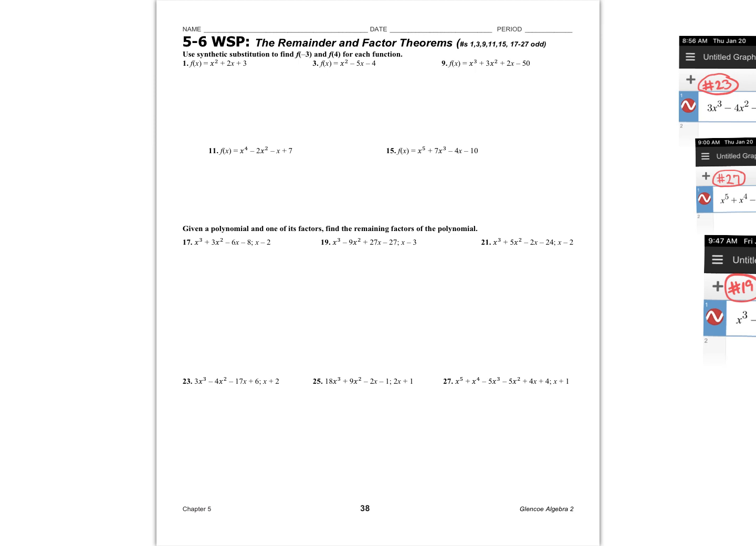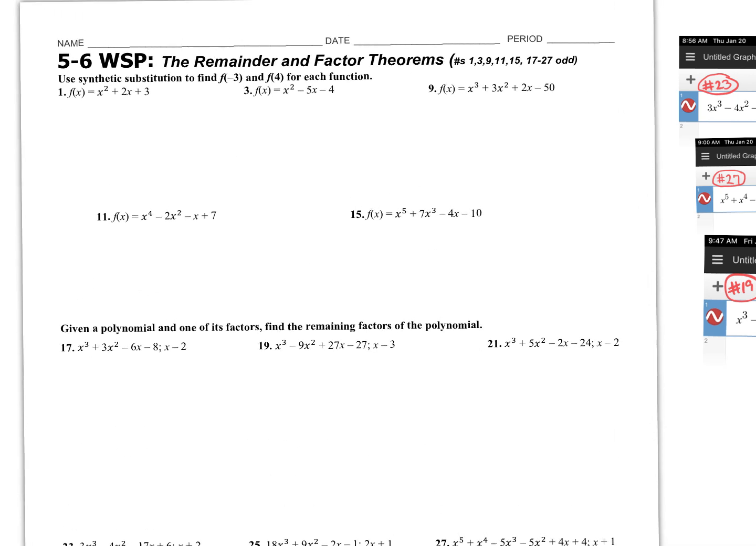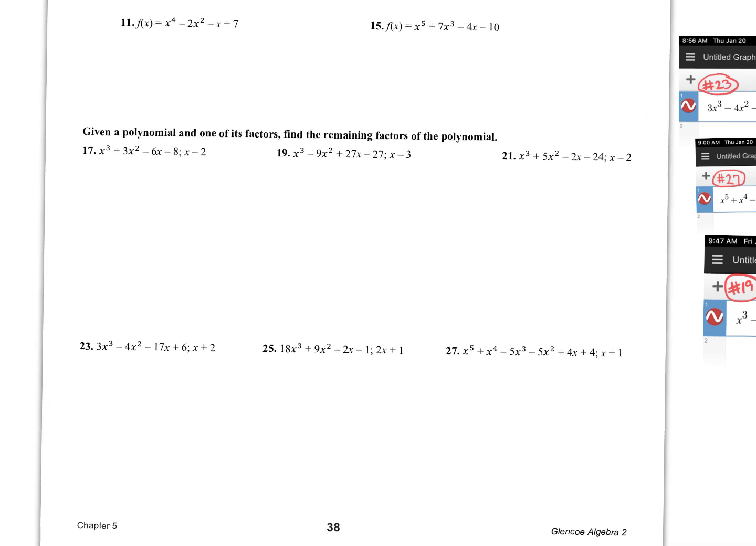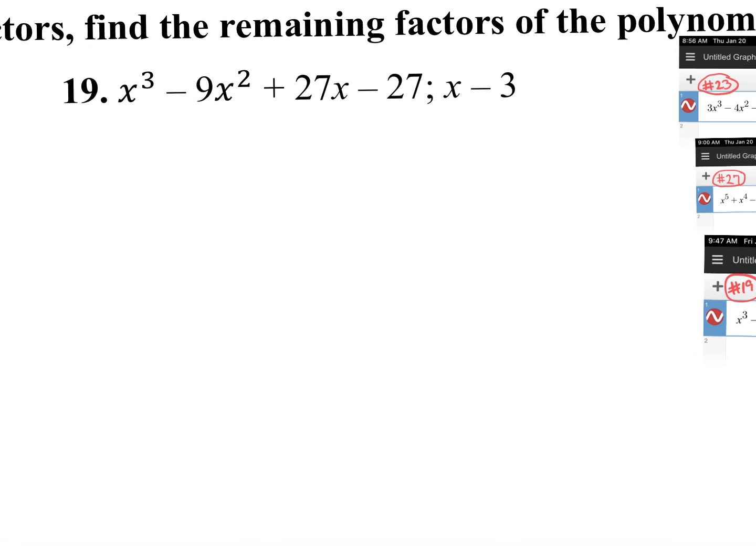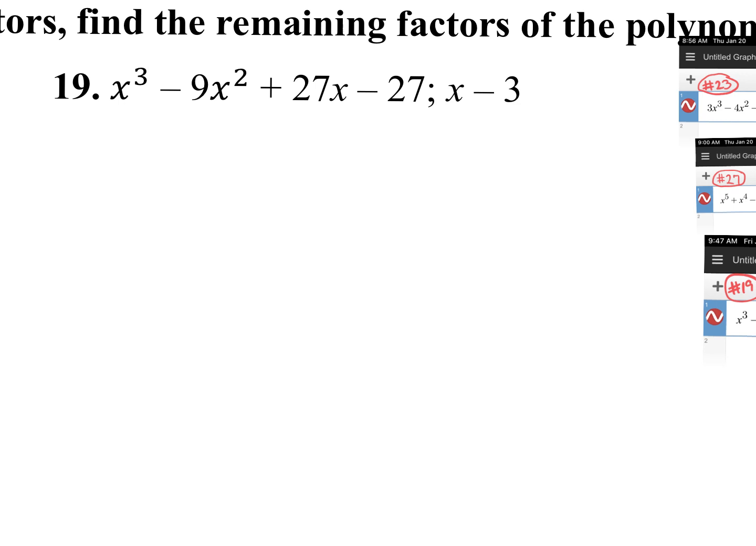The first half of it was doing synthetic substitution, plugging in your input, getting out your output. But the second part, that's where they give you a polynomial function and they give you a factor. Right here, they're telling you that x minus 3 is a factor of this cubic polynomial function, right? And they want you to find the other factors. So I want to really dive into Desmos and explain how the graph tells you what your answers are going to be and how many of those specific answers you actually have.